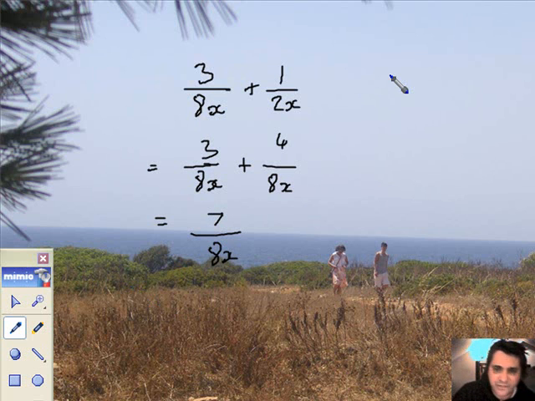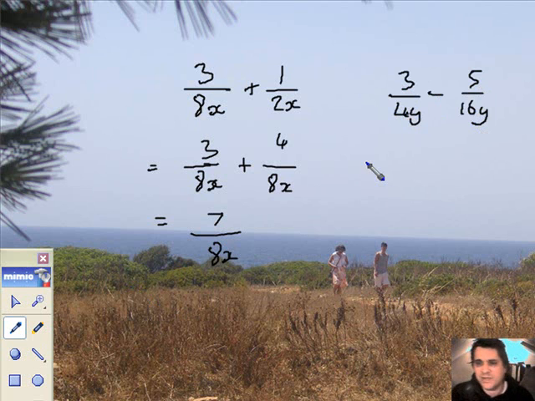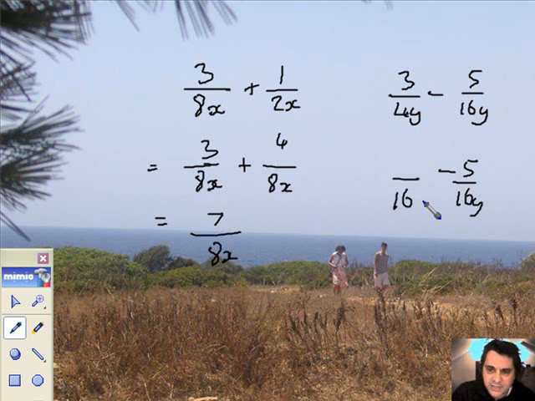Let's do the next one, question 5. See if it's horrific or not. 3 over 4y take away 5 over 16y. Well, 4s and 16s, lowest common multiple, common denominator at 16, so he's happy, leave him alone. And right, 4y into 16y, let's upgrade it to 16y. We just multiplied it by 4, didn't we? And that's it. So multiply the upstairs by 4, 12.